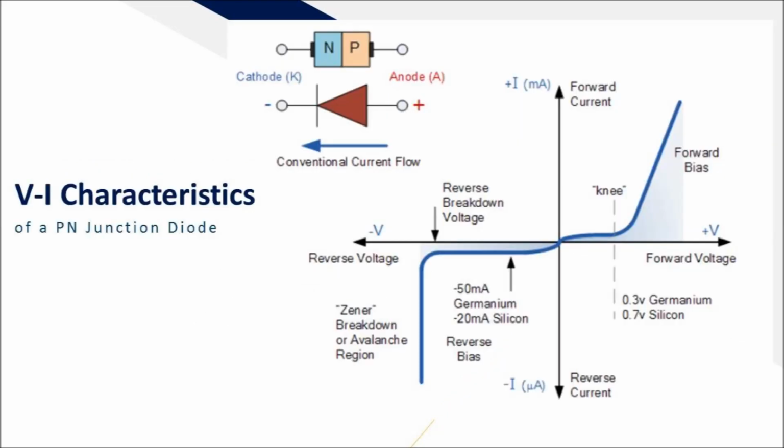The VI characteristics of a diode is simply a curve or a graph between the voltage applied across its terminals and the current that flows through the diode due to this applied voltage. The entire VI characteristics may be divided into two parts, namely forward characteristics and reverse characteristics.